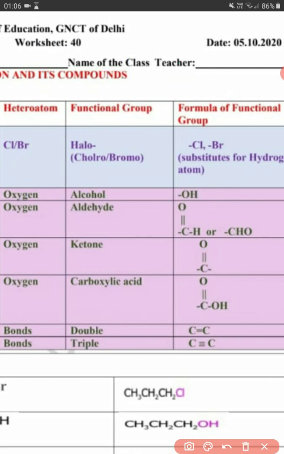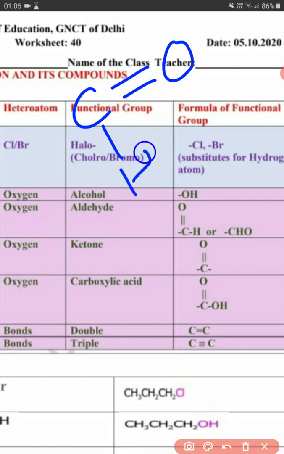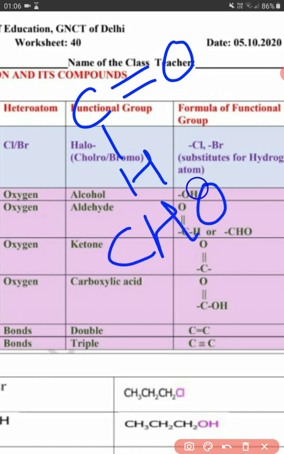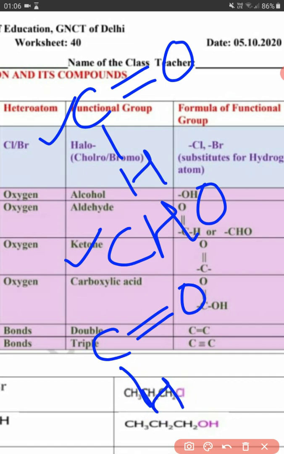Now next is aldehyde. The aldehydic functional group in structure can be written like this, or as CHO. So we can write aldehyde in both ways. Now for the formula or compound, we can take the first member; now this is the formula of aldehyde.